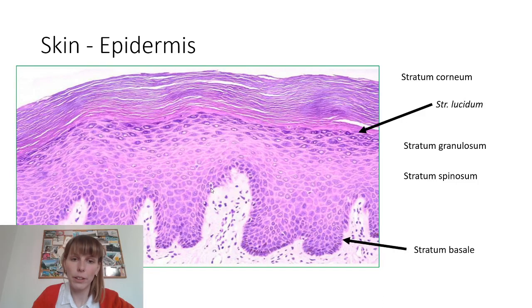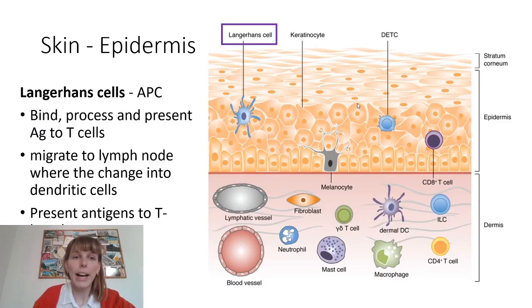So just a quick revision. Basale is the one on the bottom, then you have spinosum, granulosum, and stratum corneum. And the Langerhans cells that I already mentioned are antigen presenting cells. They will meet the antigen and they will present parts of it to the cells of the specific immunity, so to lymphocytes, specifically to T lymphocytes. They will catch the antigen and then they will move to lymph nodes where they will do the antigen presenting to the T lymphocytes.